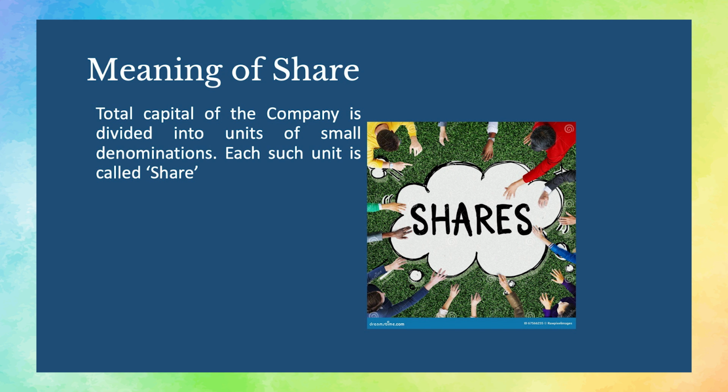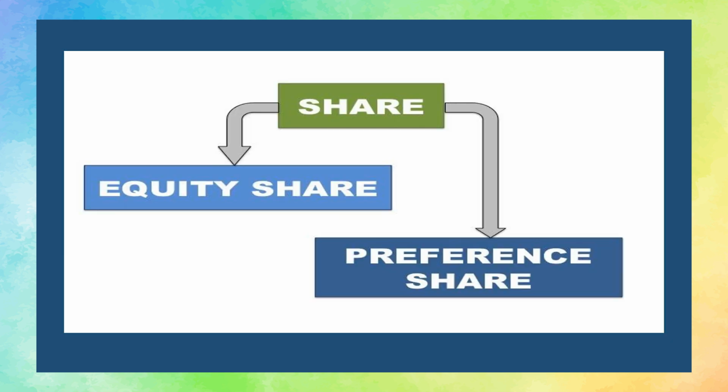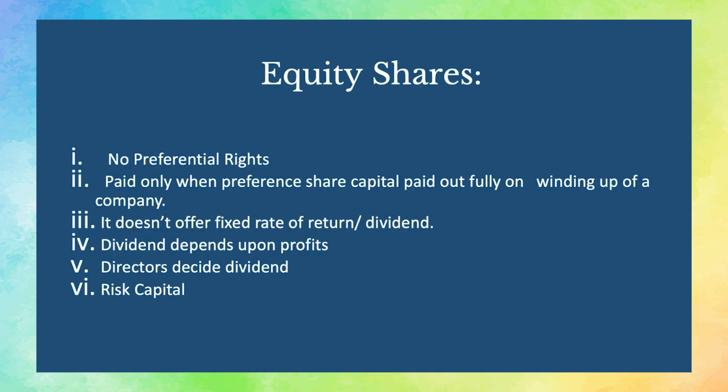Now, we discuss about shares. Total capital of the company is divided into units of small denominations. Each such unit is called a share. Major types of shares are: first is equity shares. Equity shares mean those shares which are not preference shares, that is, these shares do not enjoy any preferential rights. Thus, for the purpose of dividend and repayment of capital, the equity shares rank after the preference shares.